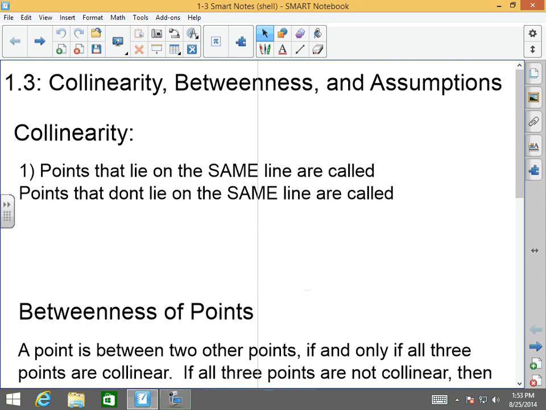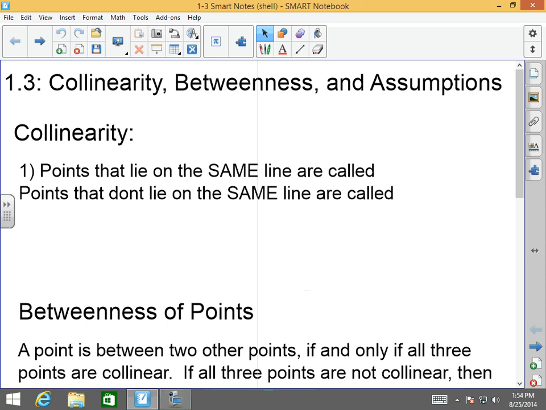Welcome back to Mr. Morrow's geometry class. And today we're going to talk about collinearity, betweenness, and assumptions. Like every section of this chapter, extremely important, okay? We really got to understand these words, so please ask questions, get involved in the lecture, let me know what you're thinking. Let's first look at the first word here of our title of this section, collinearity.